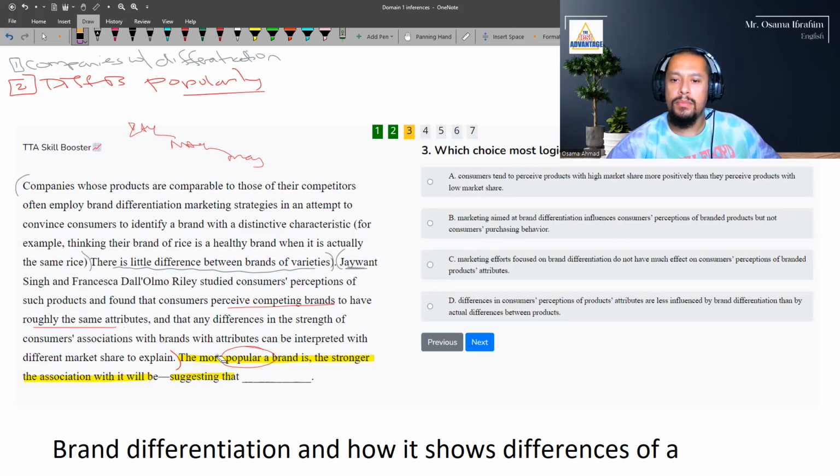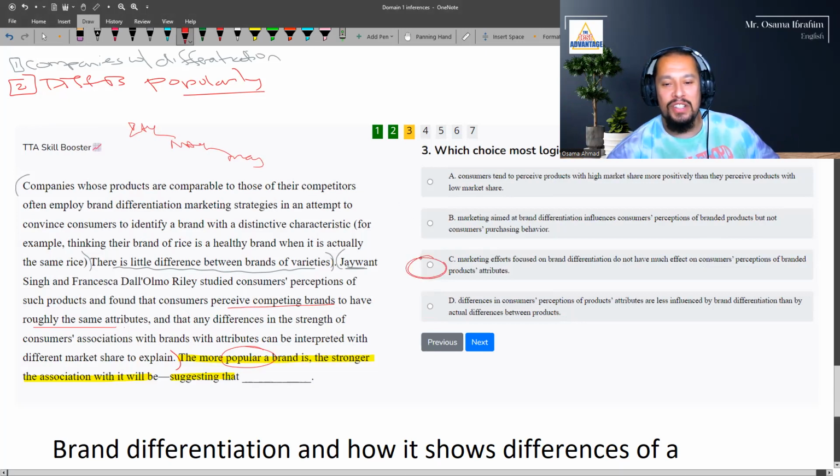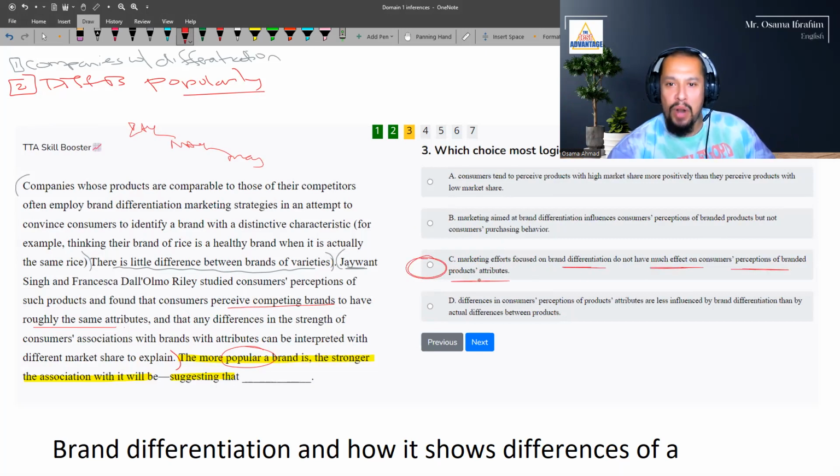Excuse me, let me read C. I'm sorry, my apologies. I misread. I thought you said something else. Marketing efforts focused on brand differentiation do not have an effect on consumers' perceptions of branded products. Idea number one, marketers use brand differentiation. Idea number two, brand differentiation is ineffective. So idea number three, brand differentiation doesn't affect consumer perceptions, right?